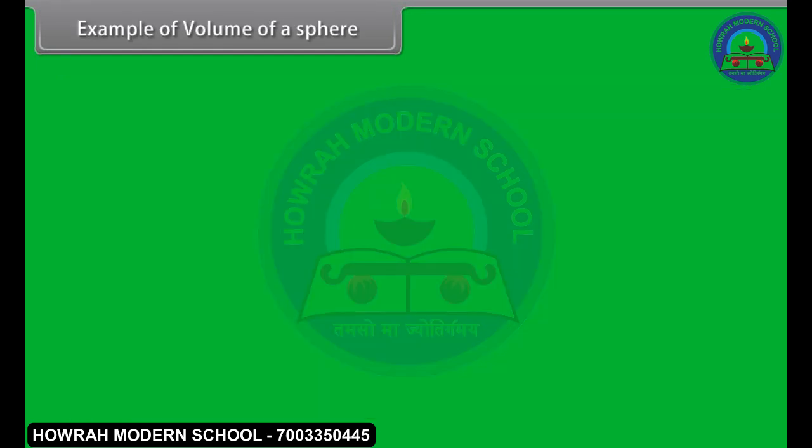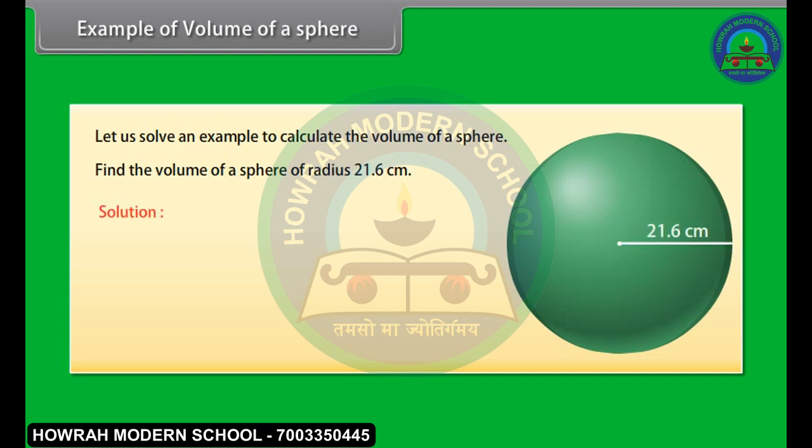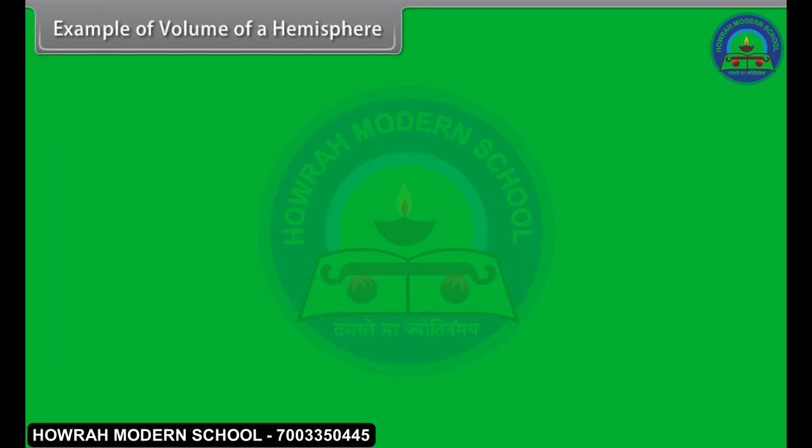Example of volume of a sphere. Let us solve an example to calculate the volume of a sphere. Find the volume of a sphere of radius 21.6 cm. Solution. Required volume is equal to 4 upon 3 pi r cube, which is equal to 4 upon 3 into 22 upon 7 into 21.6 into 21.6 into 21.6 cm³, which is equal to 4230.34 cm³.